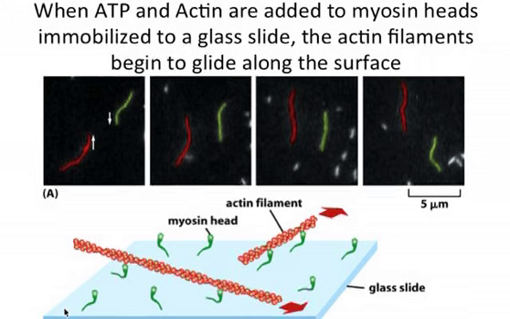Okay, so you can attach myosin heads to a glass slide and throw some actin filaments down, and it'll move the actin. You can do that in the lab. So obviously you need to add ATP. When ATP and actin are added to the myosin heads that are immobilized to the glass slide, actin filaments begin to glide along the surface. So that says something about how they walk along. They're moving along, but since they're immobilized, they're actually pushing the actin. They're sliding the actin.